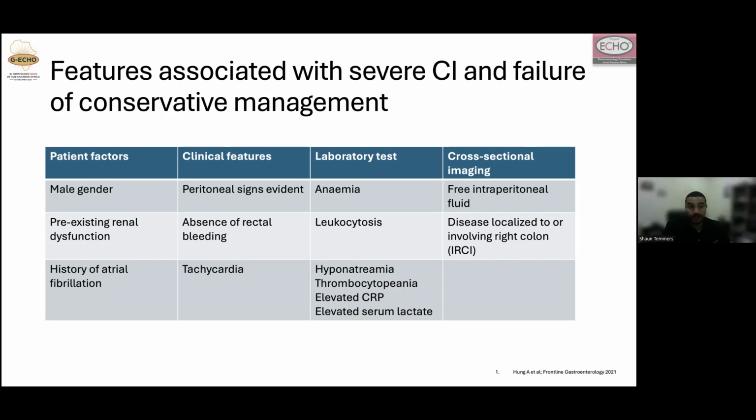These include male gender, renal dysfunction, or a clinical history of atrial fibrillation. If there are peritoneal signs in these patients, or if there's no significant rectal bleeding but the pain is disproportionate to the rest of the clinical symptoms, then that patient will fail conservative therapy. And then other features such as evidence of pre-peritoneal air on cross-sectional imaging, or if the disease is localized to the right side of the colon.